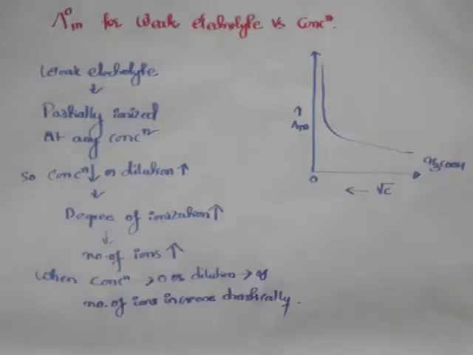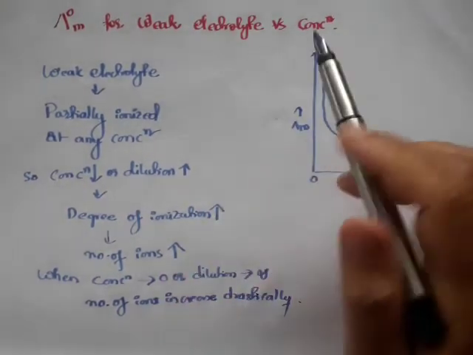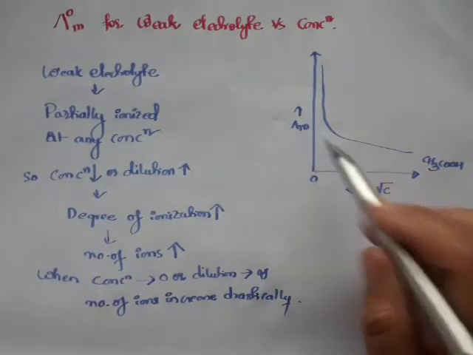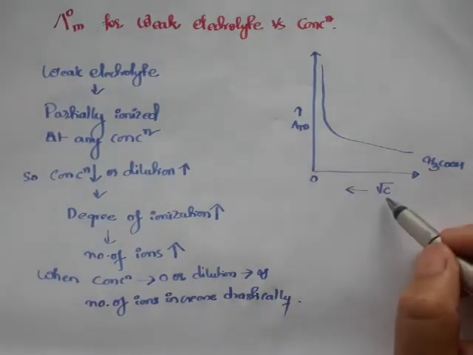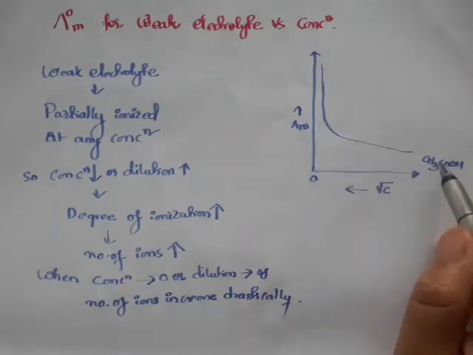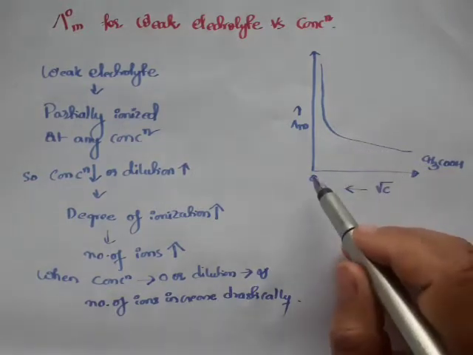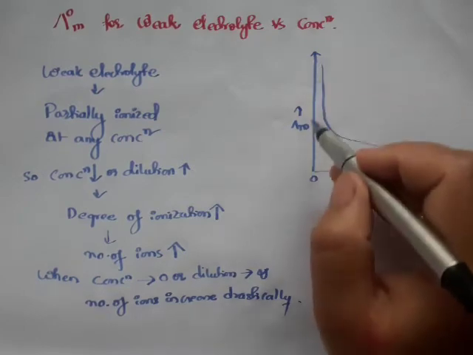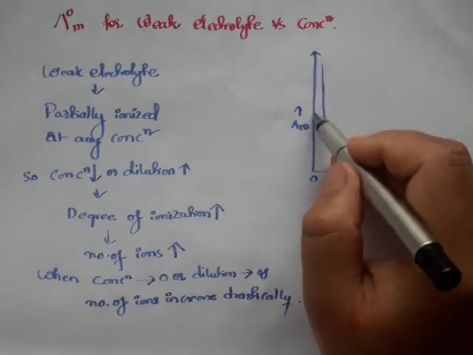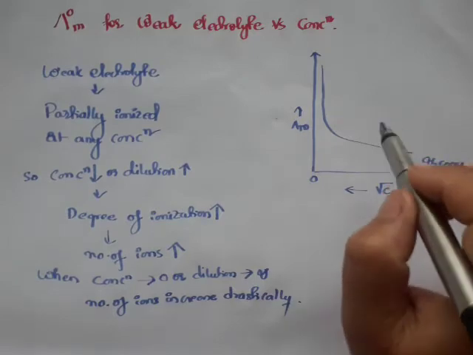Next, let us see how the molar conductivity of a weak electrolyte varies with concentration. When we plot a graph between molar conductivity and the square root of concentration, we get this type of graph. From here we can say that molar conductivity increases gradually, and when concentration approaches 0, there is a steep increase in molar conductivity. Because of that, the line and this axis become almost parallel. Now let us discuss why this happens.